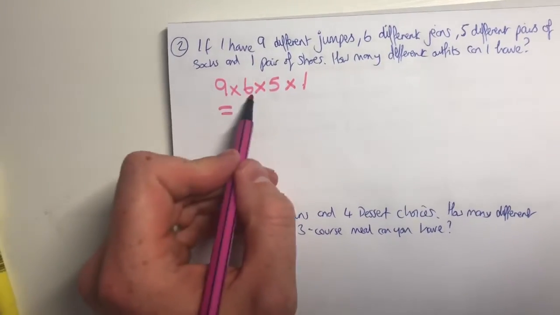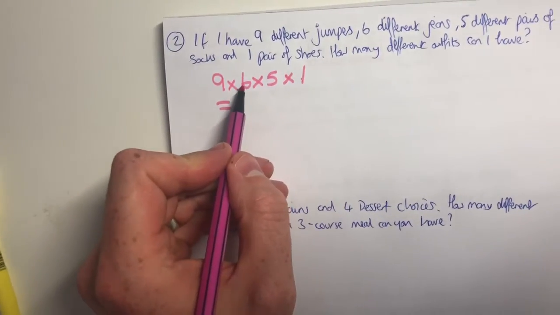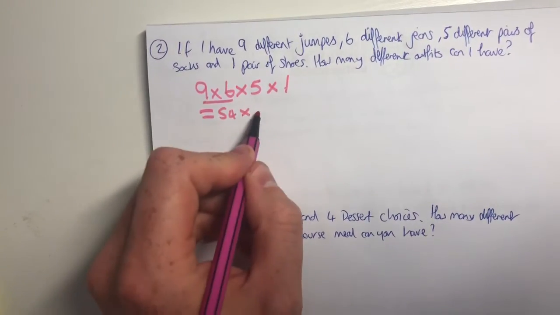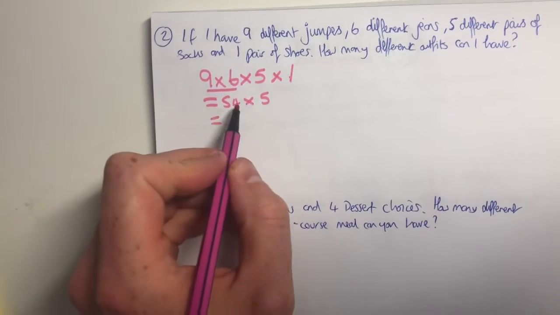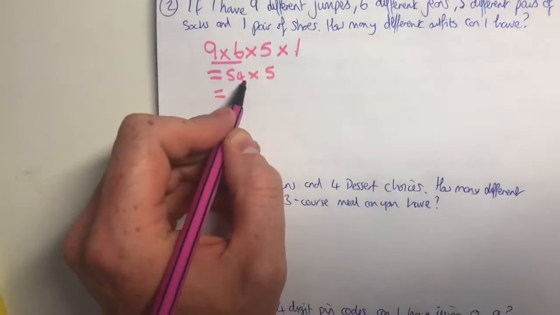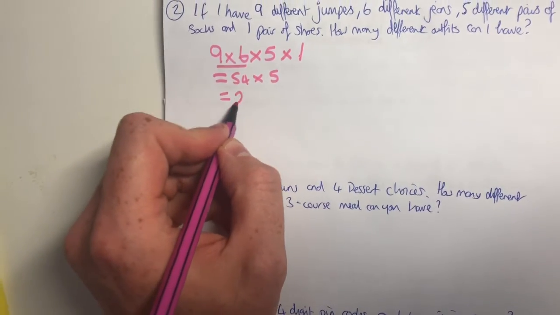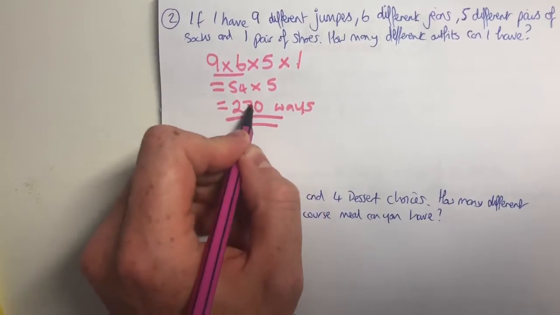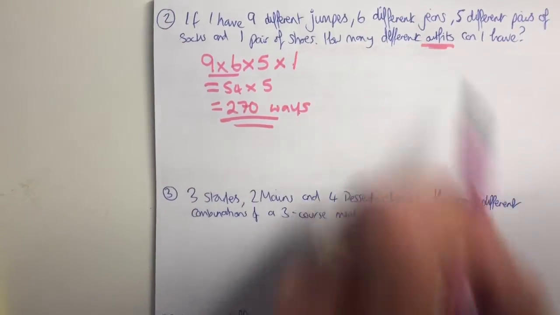So let's find a quick way. 9 6s are 54. 5 times 1 is 5. What's a quick way of doing 54 times 5? Well, I times by 10 and divide by 2. So times by 10 is 540, divided by 2 is 270 different combinations, different outfits.